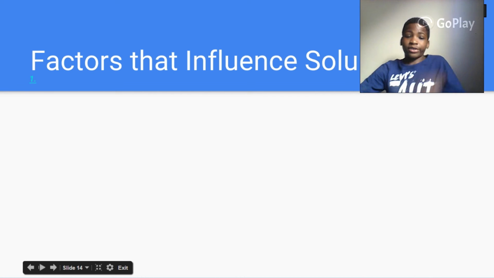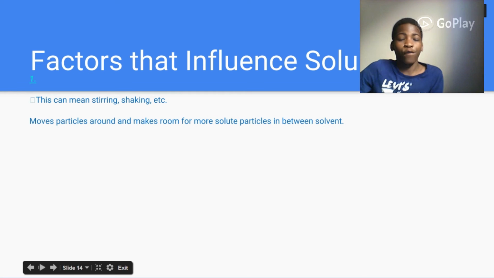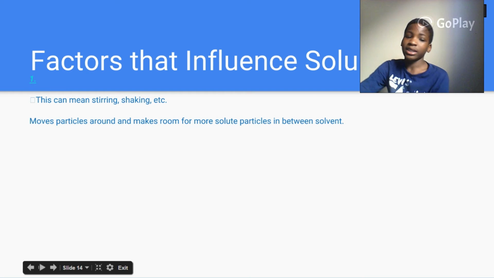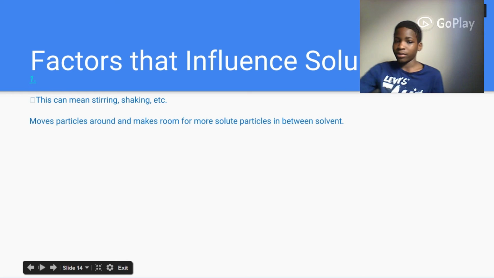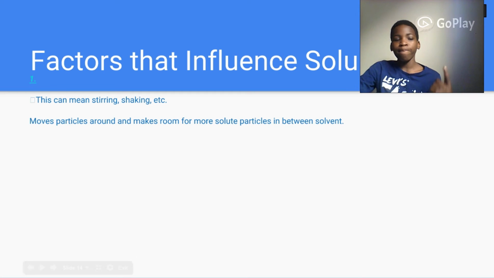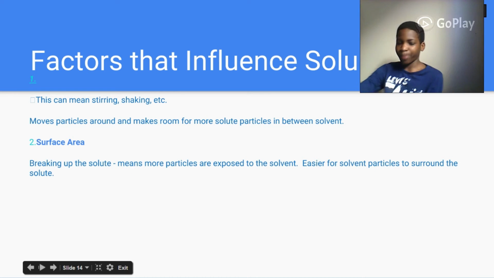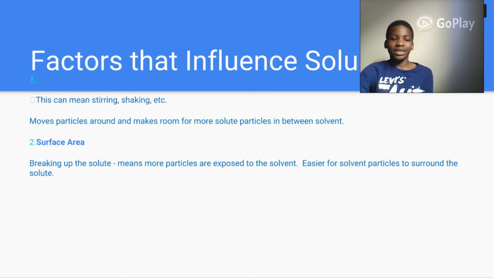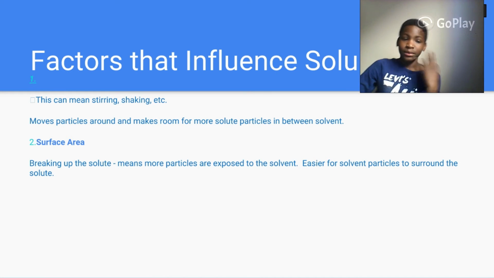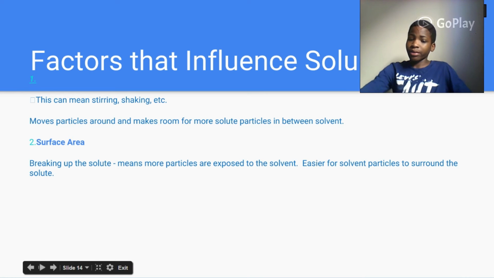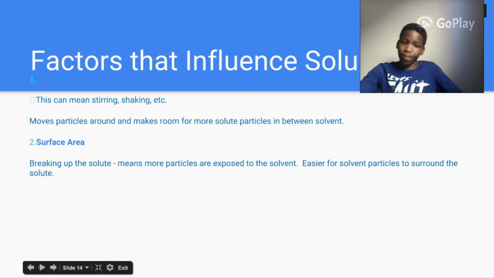Factors that influence solubility. This means stirring, shaking. It moves particles around and makes room for more solid particles in between the solvent. That's one of them. Surface area is also another one. If it's a bigger area, it tends to go around more, right? Breaking up the solid means more particles exposed to the solvent, so it's easier for solvent particles to surround the solute, right?